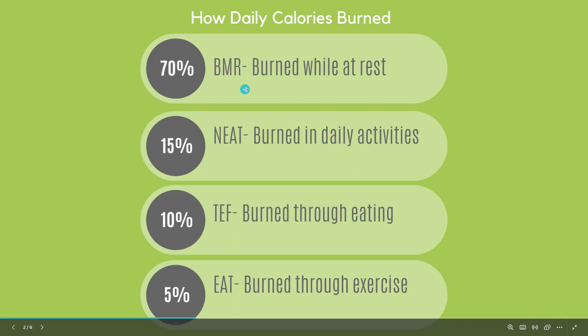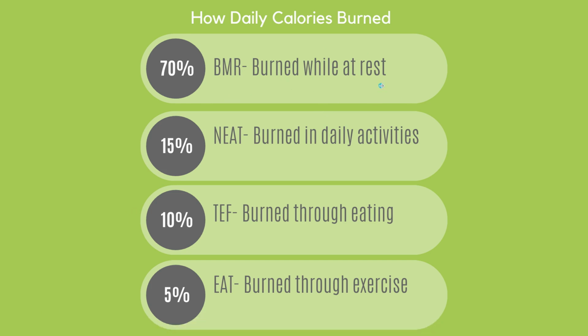The first thing I want to share with you is how we burn calories. First of all, 70% of your calories are burned while at rest, which is called your basal metabolic rate. The second way is 15% of your calories, known as NEAT, the acronym for non-exercise activity thermogenesis. This is walking, fidgeting, pacing, cleaning, cooking, walking from your car to the store, any type of activities of daily living that do not include intentional exercise.